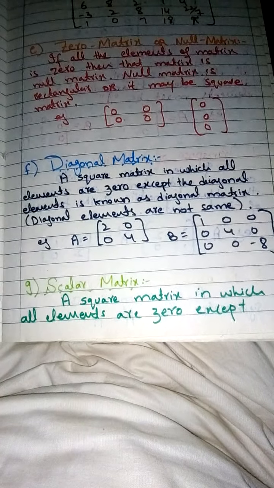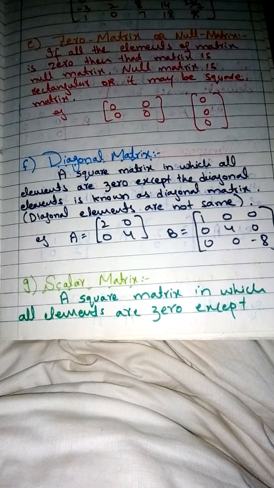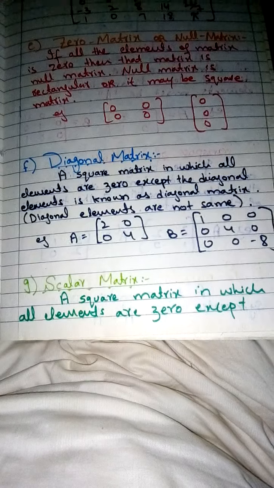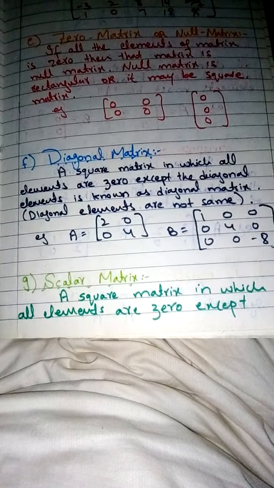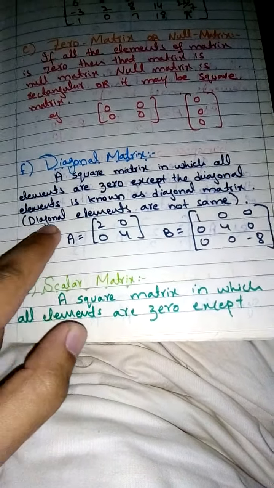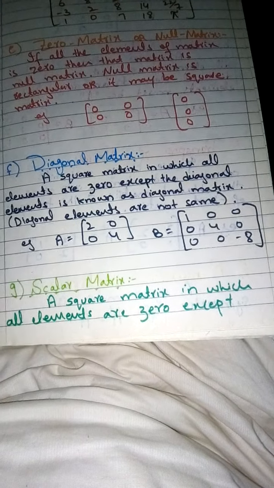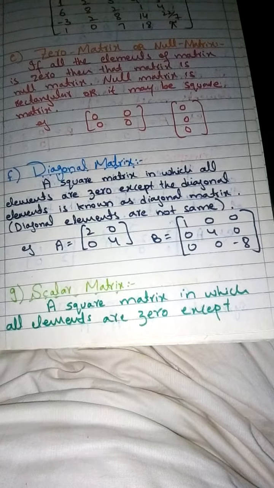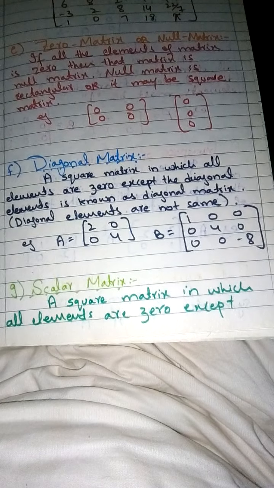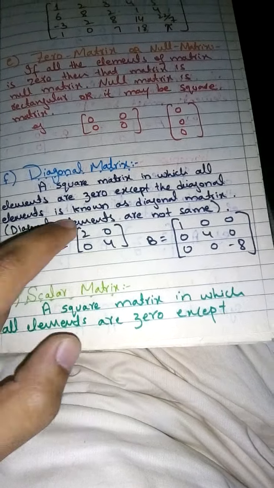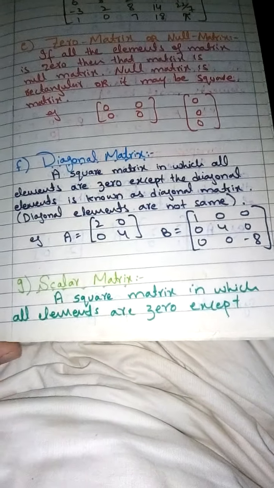So if all the entries are zero except the diagonal entries and the diagonal elements are not the same, then that matrix is a diagonal matrix. The matrix must be a square matrix and all elements are zero except the diagonal elements.